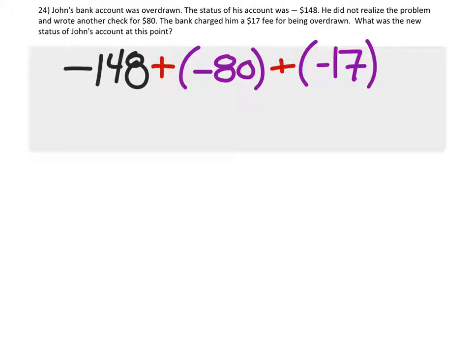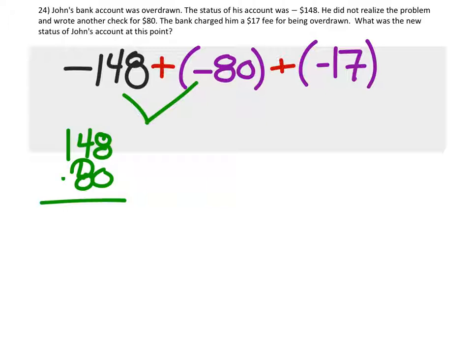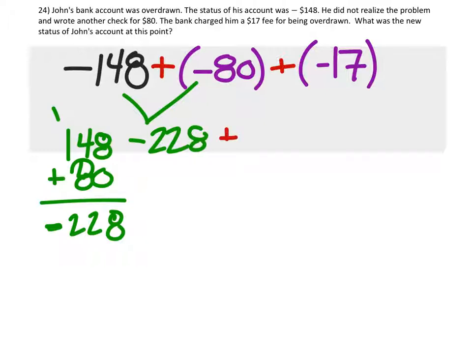Well, if I owed the bank $148 and then wrote that check, then I would owe the bank, let's look at that, 148 and then 80. Again, if we add these together, we just need to recognize that the answer will be owing the money. Okay, so that should be a negative value. 8 plus 0 is 8. 4 plus 8 is 12. 1 plus 1 is 2. So now we owe the bank $228. But then the bank came in with that $17 fee. So they're going to take that out of the account, which has no money. And we have negative 228.